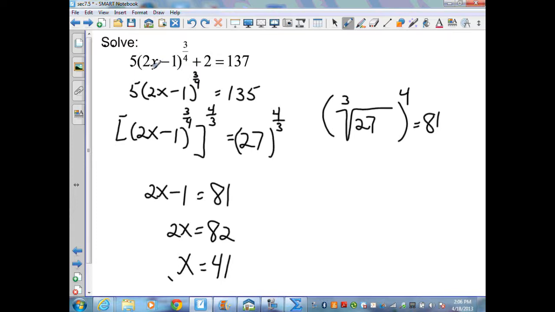2 times 41 is 82. 82 minus 1 is 81. 81 to the 4th root is going to give me 3. 3 cubed is going to give me 27. 27 times 5 is 135. 135 plus 2 is 137. Therefore, this is a solution of the equation.